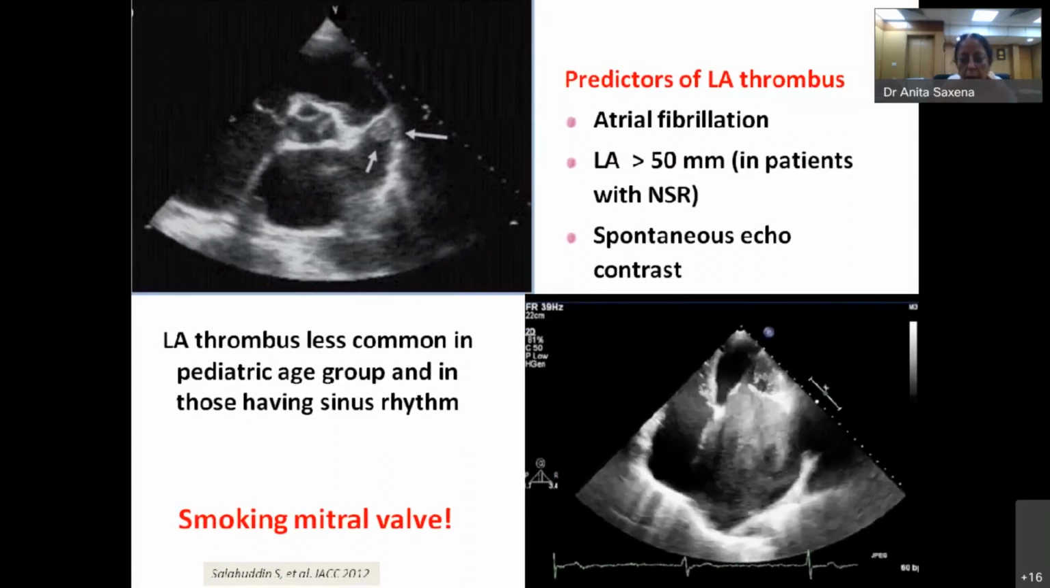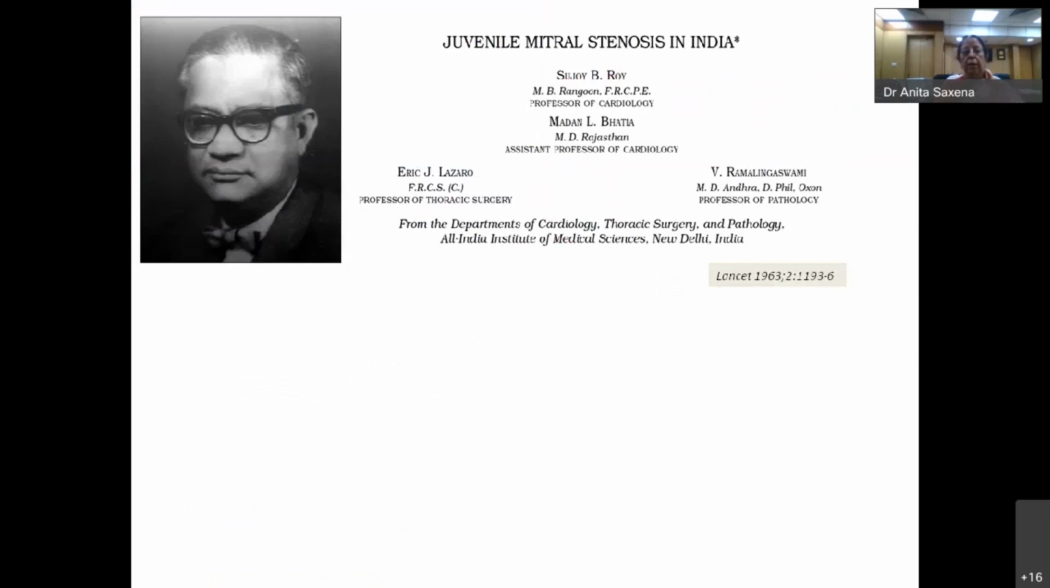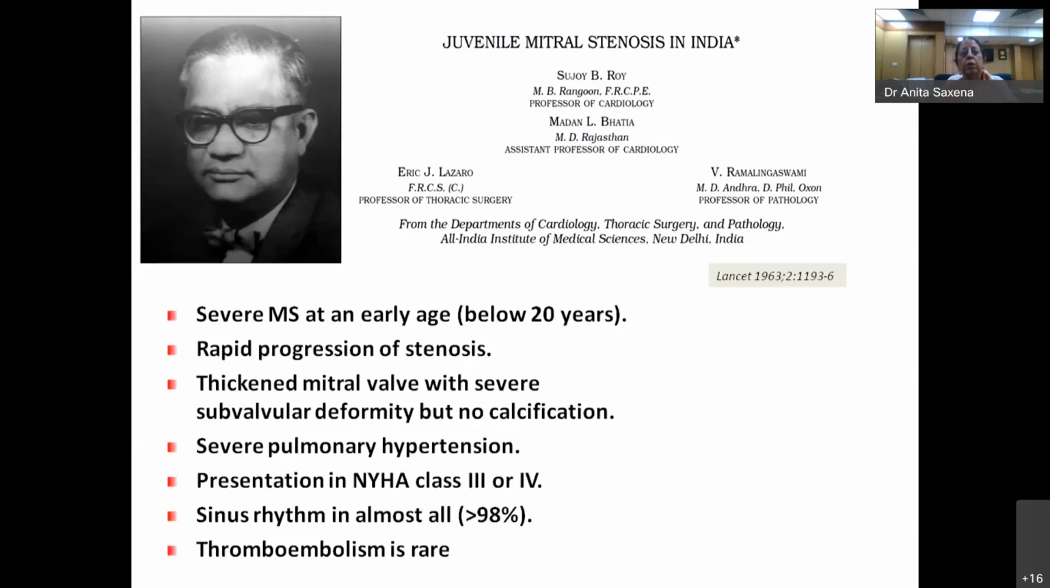So when I said the latency from the onset of rheumatic fever to the development of mitral stenosis is much shorter in countries like India, there is data from Ethiopia and other African countries where, within a span of 2 to 3 years, patients have developed severe mitral stenosis. When we see such patients, we must remember there is something called juvenile mitral stenosis, a term that was coined in India by Dr. Roy and Dr. Bhatia. This was published quite some time ago, I think in 1963.